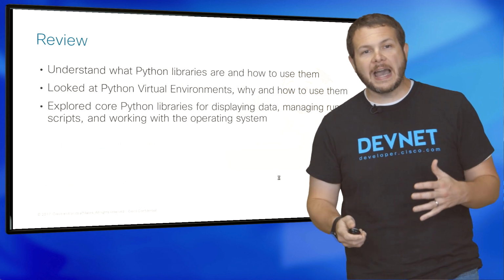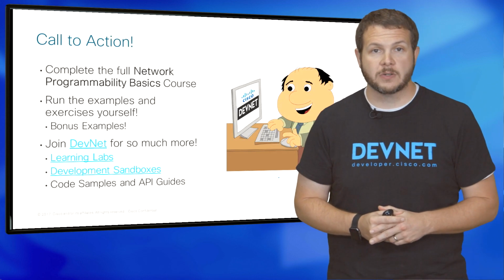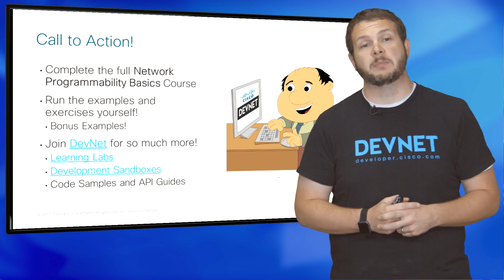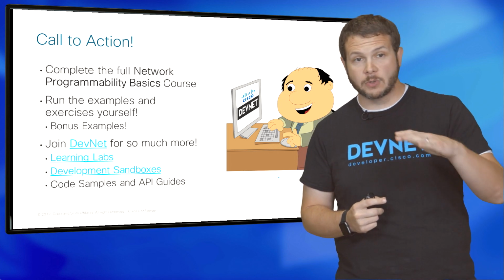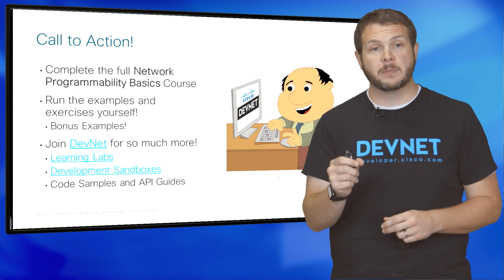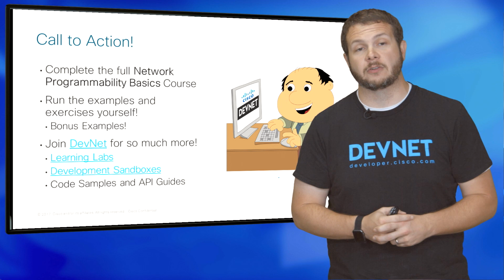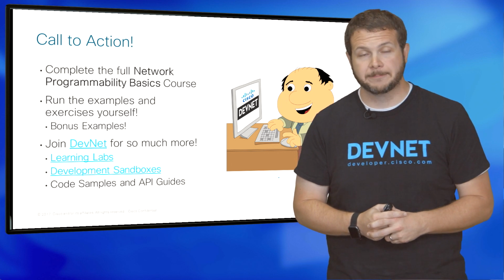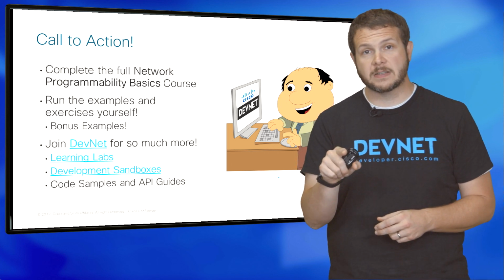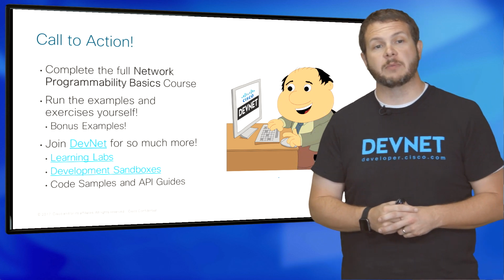All right, your call to action coming out of this one, make sure you complete the full Network Programmability Basics course. This is the second of 3 lessons on Python. If you haven't caught the first one, go back and watch it, and then also follow up with the next lesson in Python where we look at some handy Python libraries for network programmability and interacting with infrastructure and APIs. If you didn't run the exercises as we went through, go ahead and do those now so that you can become familiar with these capabilities.